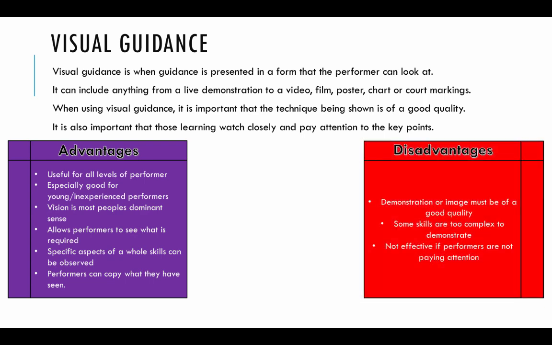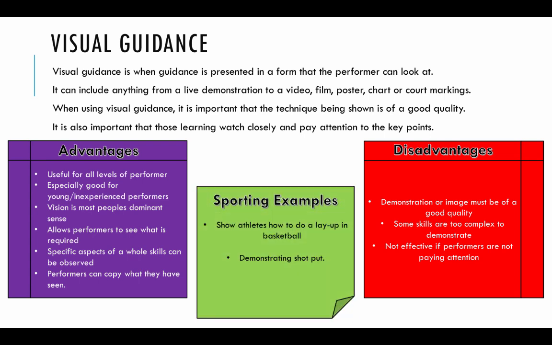Disadvantages of this type of guidance: demonstration or image must be of good quality. Some skills are too complex to demonstrate, and it's not effective if performers are not paying attention. Some sporting examples: showing athletes how to do a layup in basketball and demonstrating a shot put.